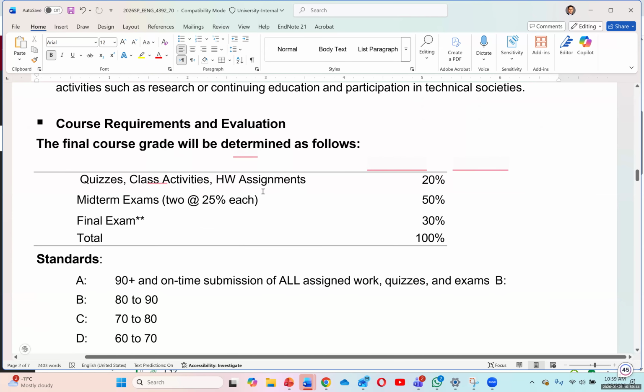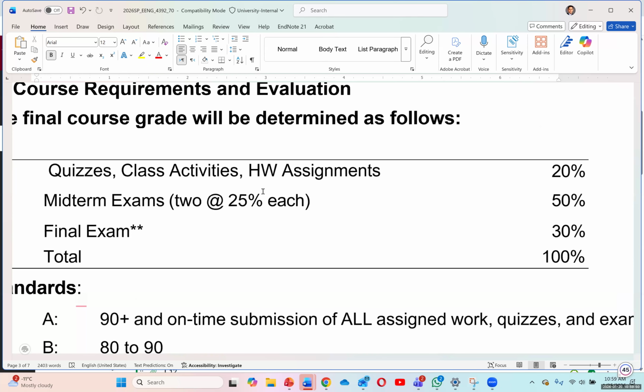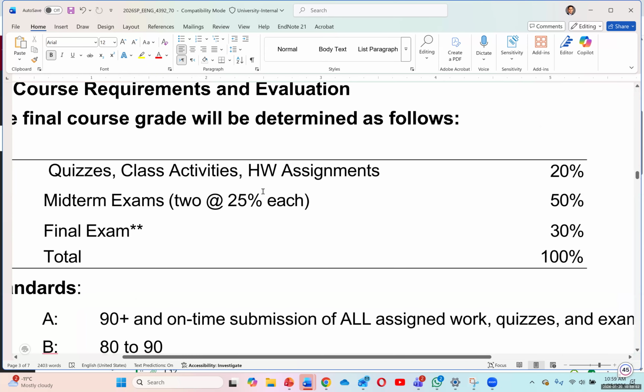Another important part is the course requirements and evaluation. For this course, 20% will be quizzes, class activity, and homework assignments. I will also give you 2 projects, which are part of this. The class activities will be those projects.